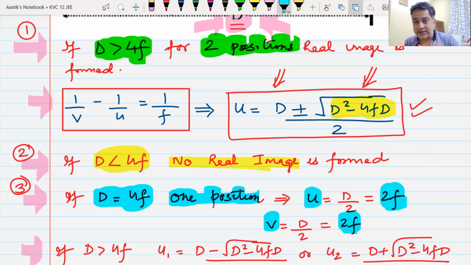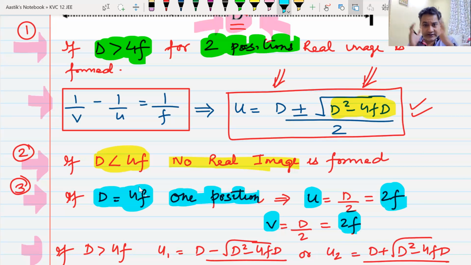D is greater than 4F: two images, two real images. D is equal to 4F: one real image, where u is equal to 2F. D is less than 4F: you will not have any real image. That is the first point that you must understand, which is shown in points number 1, 2, and 3. In case number 3, the object is placed at 2F on one side and you will have the image formed at 2F on the other side. All of us understand this, yes or no? Okay. So this is the first point that you must understand here. If you have understood this, please raise your hand so that we can move and look at the other points.